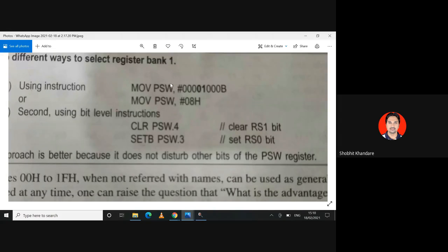OK, so try to understand this: MOV PSW, hash 00001000B. Whatever we write after the hash will be treated as data, and this data is moved into the PSW. So can I say this data is moving into this, this becomes the source and this becomes the destination? I am using the MOV instruction to move this immediate data into the PSW. So if we are moving like this, this becomes the source and this becomes the destination.